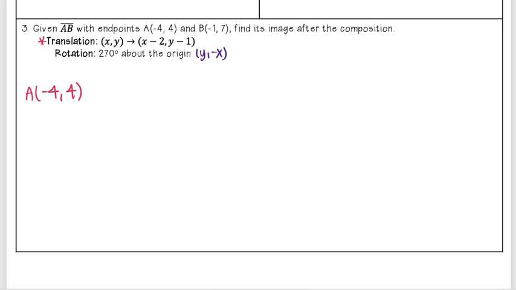And my first transformation is I want to translate it. That is telling me I'm going to subtract 2 from my x, so I'm going to have negative 4 minus 2. And I want to subtract 1 from my y, so I have 4 minus 1. Negative 4 minus 2, I get negative 6. 4 minus 1, I get 3.